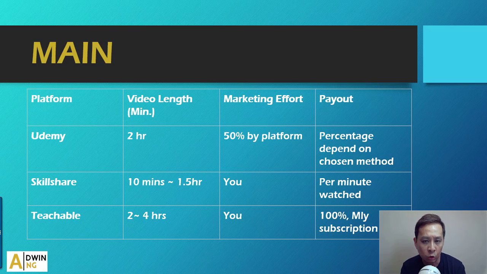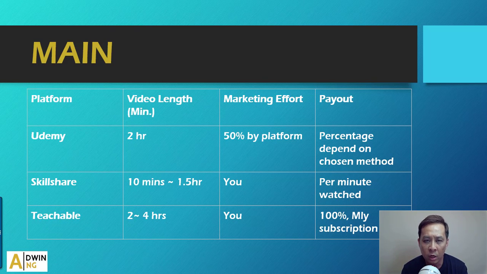However, if you are looking into marketing the course yourself, I would say that you can first try Skillshare and Teachable, which you can promote yourself. For Udemy, they actually will help you promote if you opt into the 50% marketing effort by the platform itself. And the payout actually depends on your chosen method.